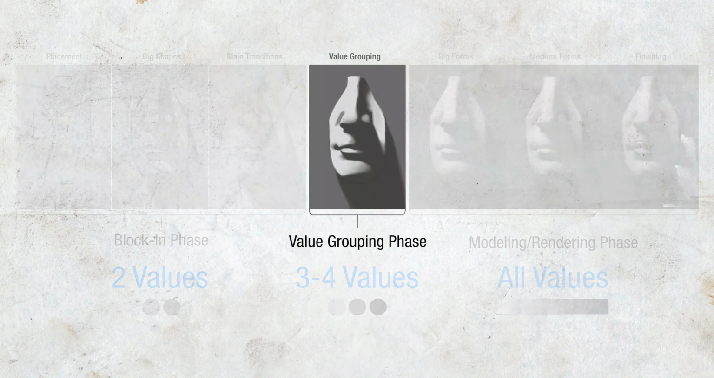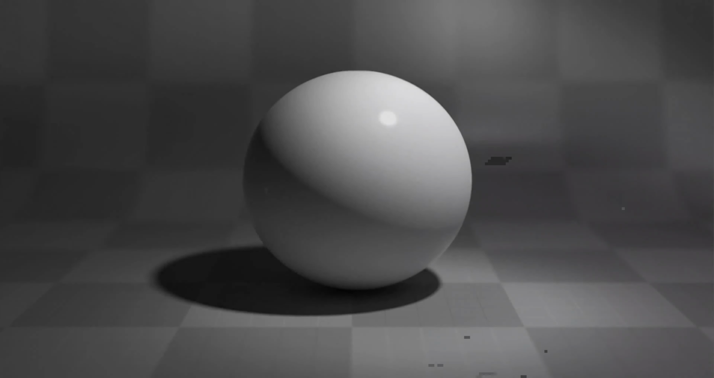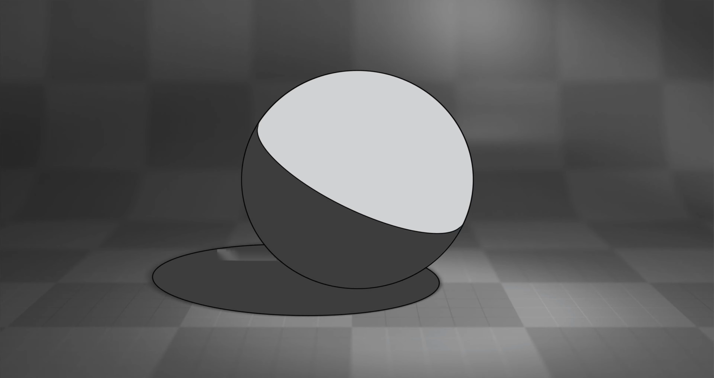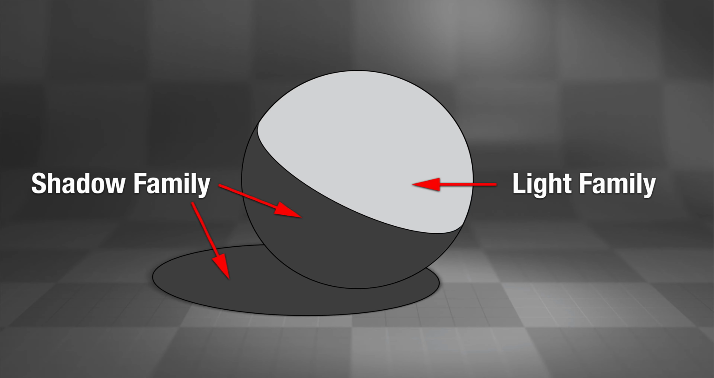Let's focus on the value study using light logic. On this ball, you can see all the modeling factors, and they create a lot of complexity in value. How do we make this simple? How can we organize these values? By working from big to small. The biggest distinction we can make is to separate light from shadow. This gives us two value groups, the light family and the shadow family.